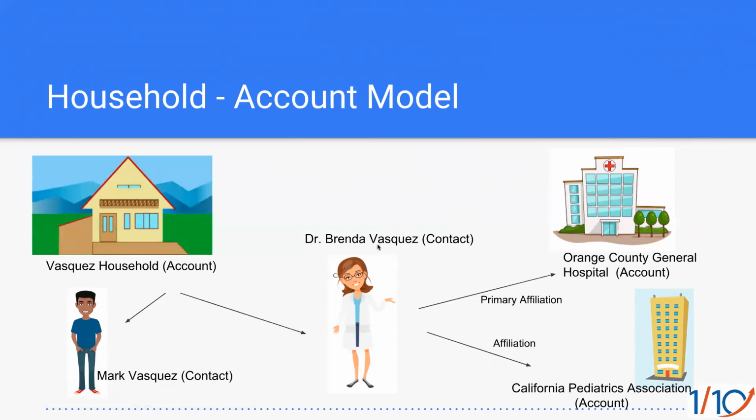So that's just a key principle I wanted to bring up, because if you're not familiar with Salesforce, it can be a little confusing. I have a contact record. By default, she is tied to her household, but I can still affiliate her to as many different accounts as I want to in the system.